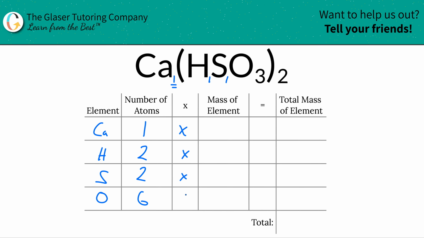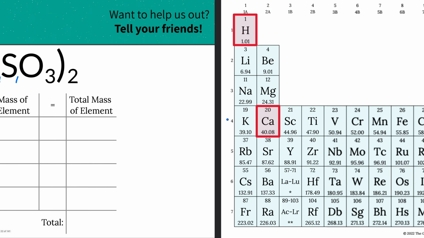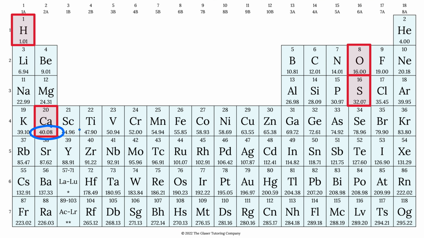Then what we're going to do is multiply those number of atoms of each by the mass of each particular element. Where do we find the masses of elements? You got it, the periodic table. So let's take a look. Here is calcium, that's the mass. Now that mass could be represented as gram per mole or AMU, depending upon if you're calculating molar mass or molecular mass. So we have 40.08 for calcium, 1.01 for hydrogen, 16 for oxygen, and 32.07 for sulfur.